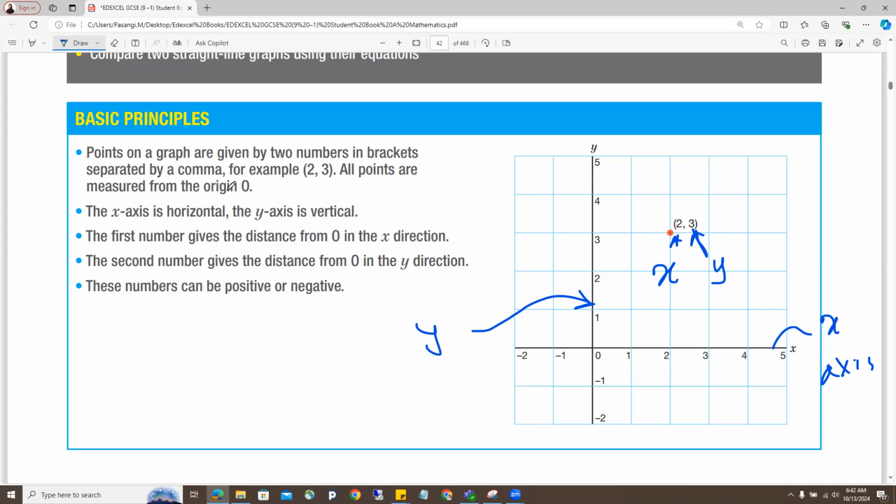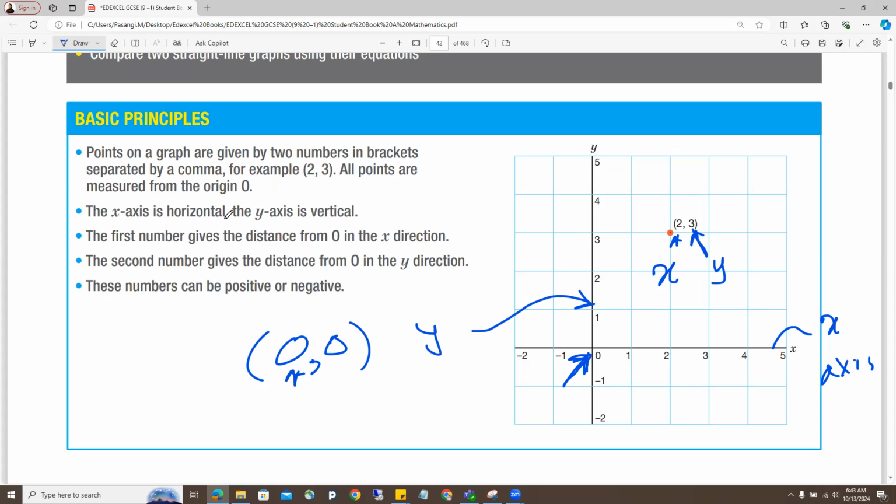All the points are measured from the origin. Origin means zero, the starting point. We call the (0, 0) point the origin because the x value is zero and the y value is also zero there. Compared to this origin, we have all these numbers, all these points. All points are measured from the origin.